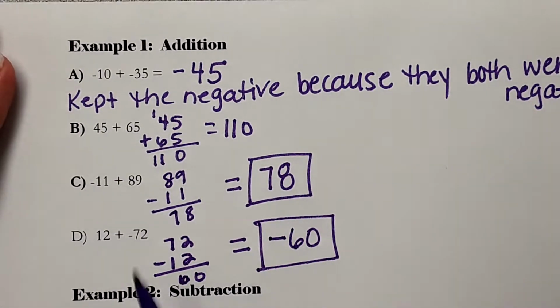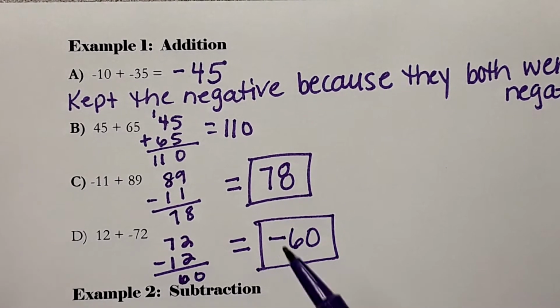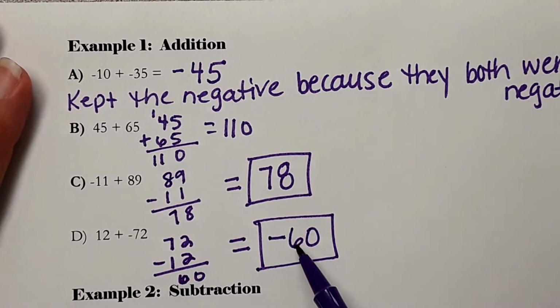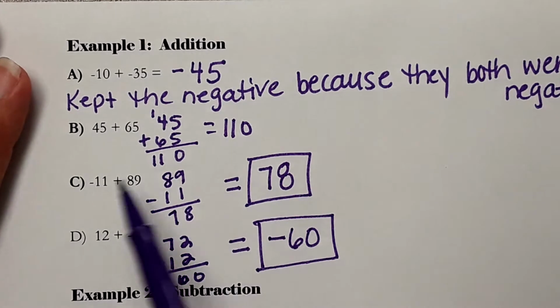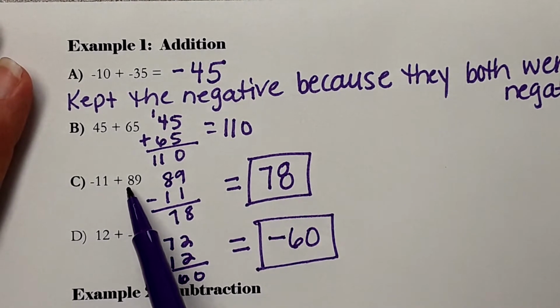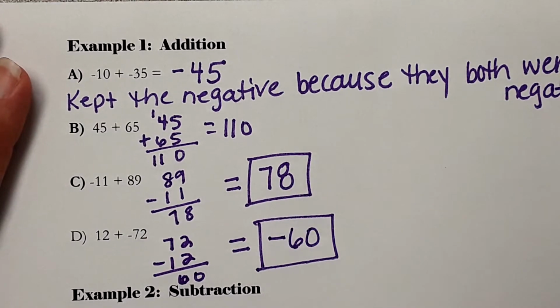So again, you guys, I had more negatives than I did positives, so I subtracted. I subtracted because my signs were different, but my answer is negative because I had more negatives than positives. I subtracted because my signs were different, and I have more positives than negatives. That's why my answer is positive.